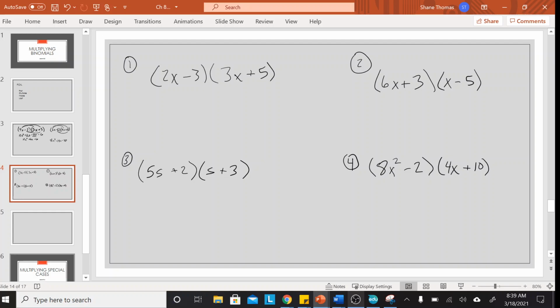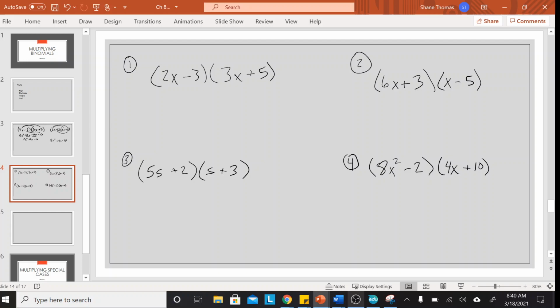On the first one, multiply the outside. We have 2x times 3x is 6x squared. Good. 2x times 5 is 10x. And negative 3 times 3x is negative 9x. Negative 3 times 5 is negative 15. So the first one, we combine like terms in the middle: 6x squared plus x minus 15 for number 1.